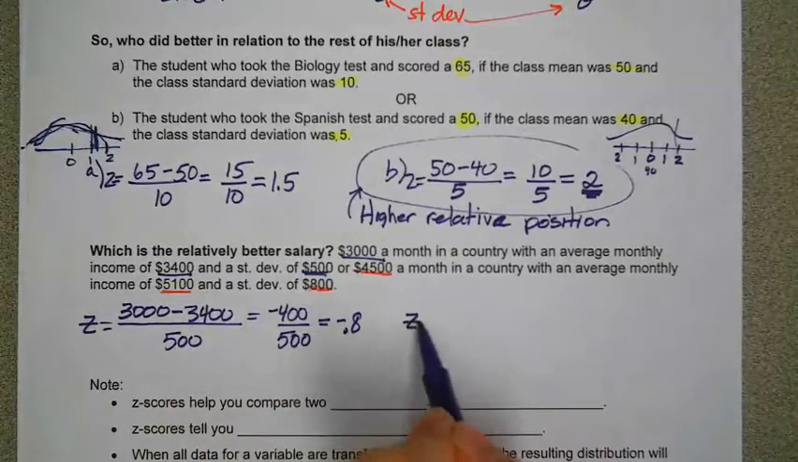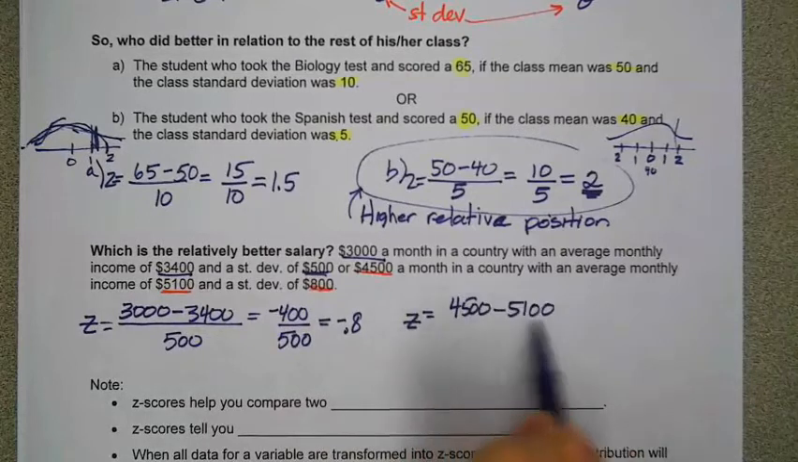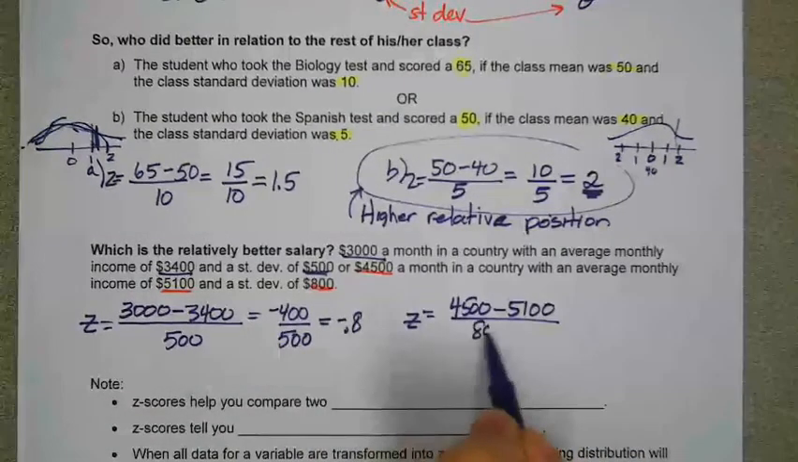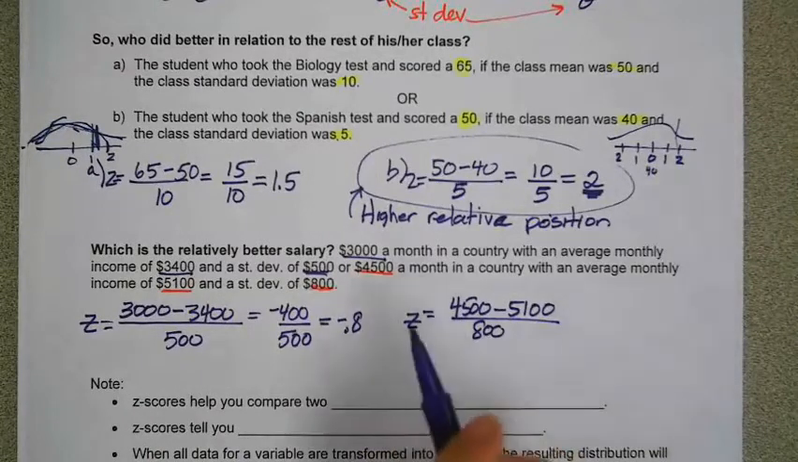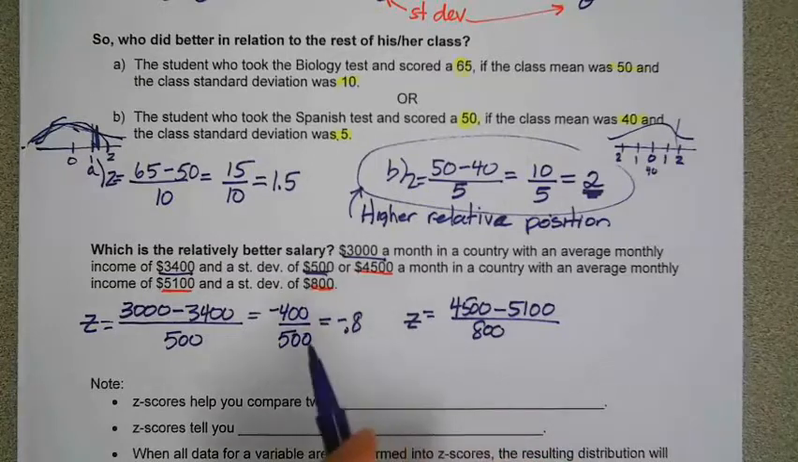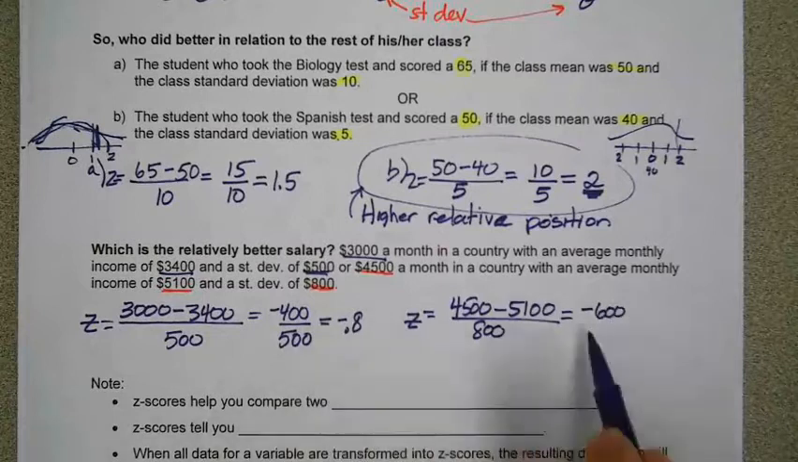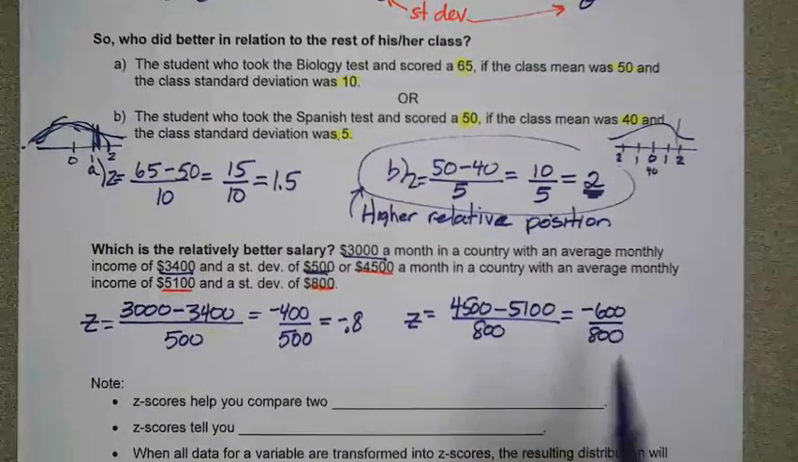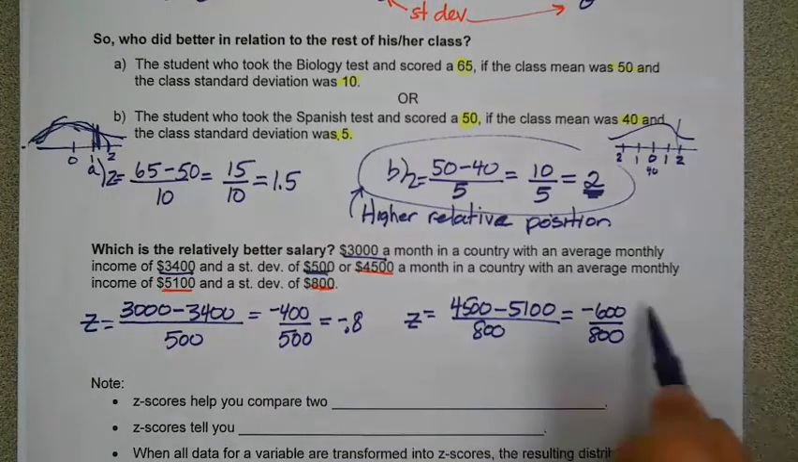And then for the other one, we're going to take this other salary, $4,500, compared to $5,100. And then we have to divide by the standard deviation. So 45 minus 51, we have on the top there, negative 600. So $600 below average divided by 800. So 6/8, 3/4, and as a decimal, we're just going to have negative 0.75.